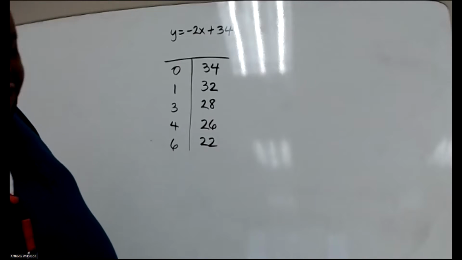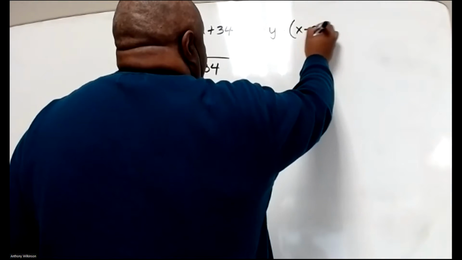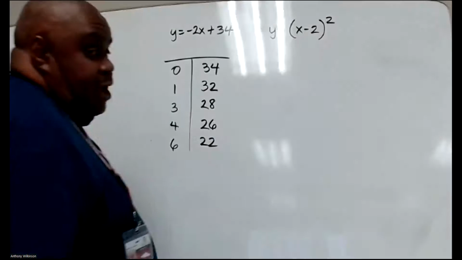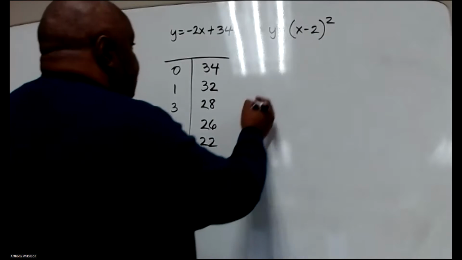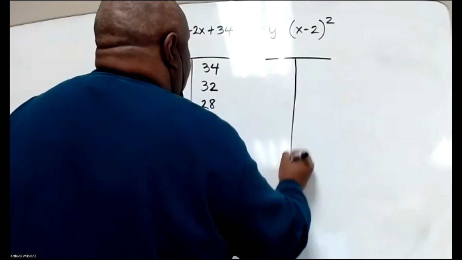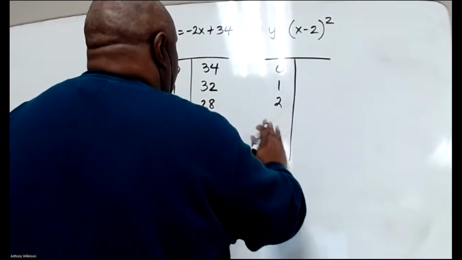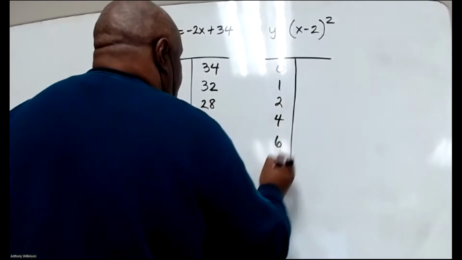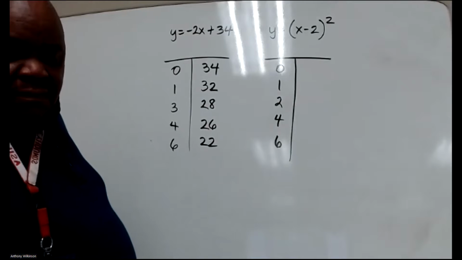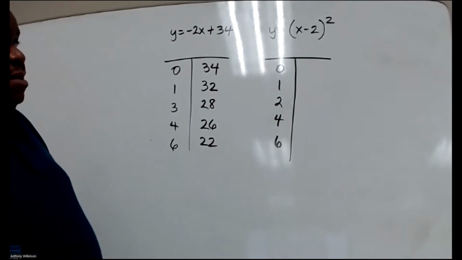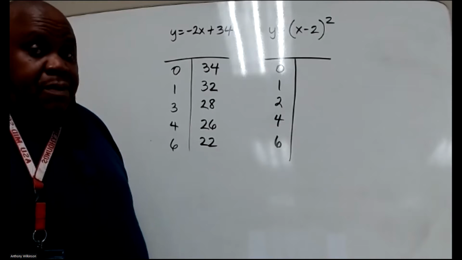Okay, and the other function machine was y is equal to (x minus 2) quantity squared. What that means is we input the x, subtract 2 from it, and then square it. I'm going to use those same inputs 0, 1, 3, 4, and 6. So let's say if I input 0, what would the output be?